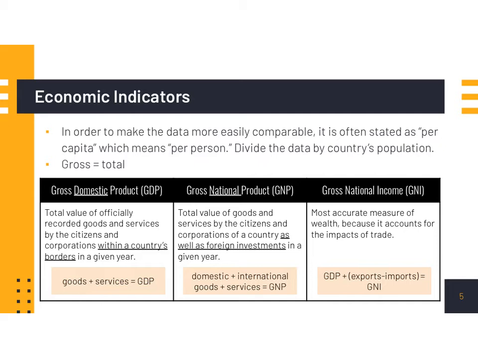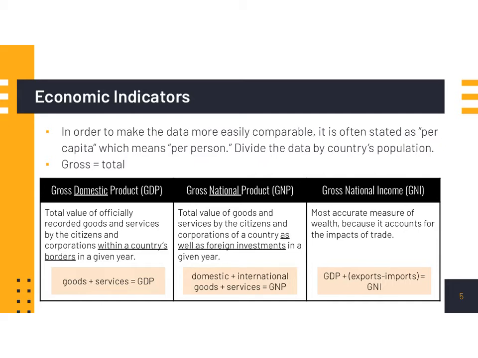Okay, and then the last one is the gross national income. This one is considered the most accurate measure of wealth, although it is not the most quoted measure of wealth. The most quoted measure you're going to see is GDP. Always, everybody talks about GDP. It accounts for the impacts of trade as well. So it considers your GDP plus imports minus exports. Or, I'm sorry, exports minus imports.